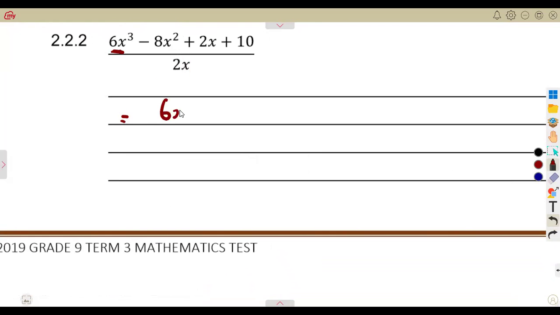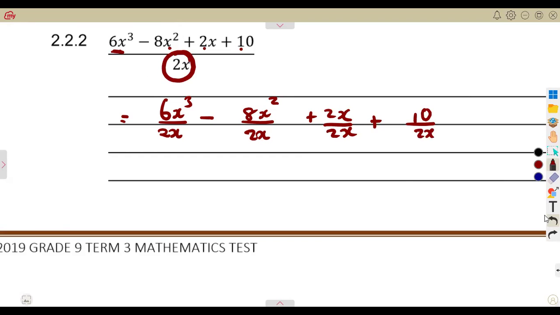6x to the exponent of 3, you divide it by that single term of 2x. Minus 8x to the exponent of 2, you divide by that single term of 2x. You do the same for each and every term. So it's plus 10 over the 2x. Each and every term is divided by this.